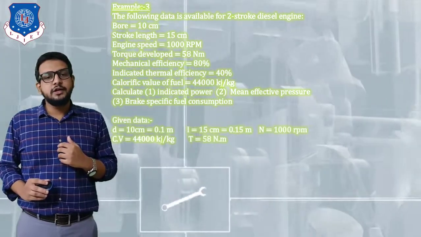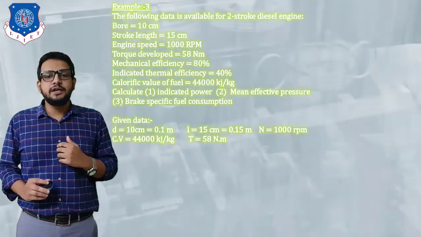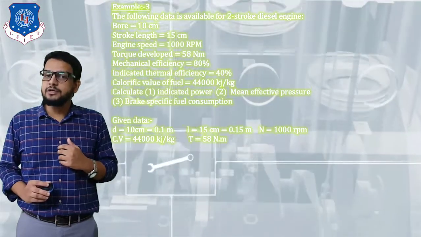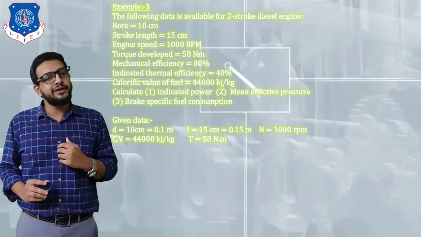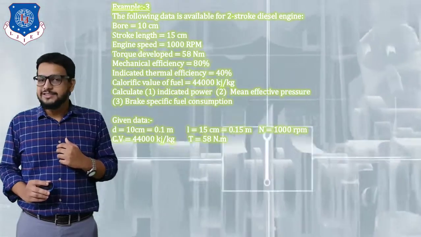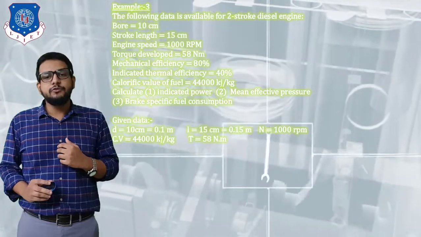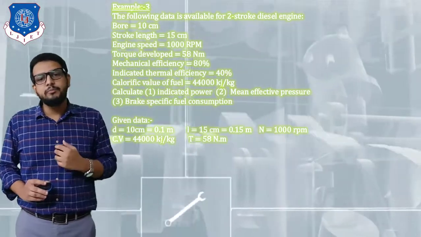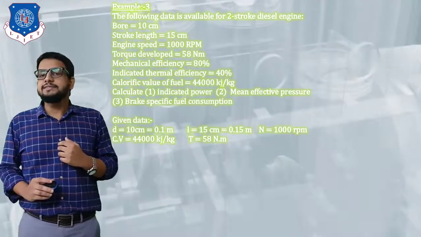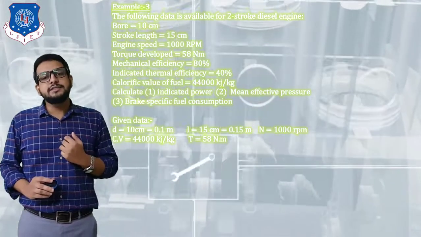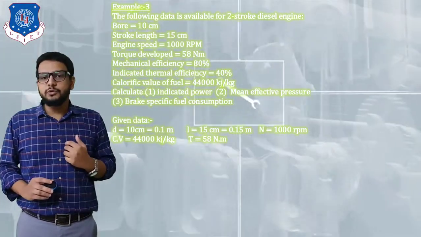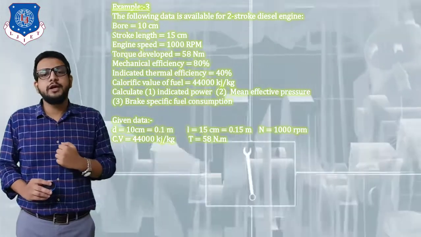As you can see, in the given data, small d, that is bore diameter, is given in centimeters. So first we need to convert it into meters. I have written 10 centimeter is equal to 0.1 meter. Then stroke length L is 15 centimeter, so in meters 0.15 meter. Then N is 1000 rpm. Then CV is 44,000 kilojoule per kg and torque T is 58 Newton meter.